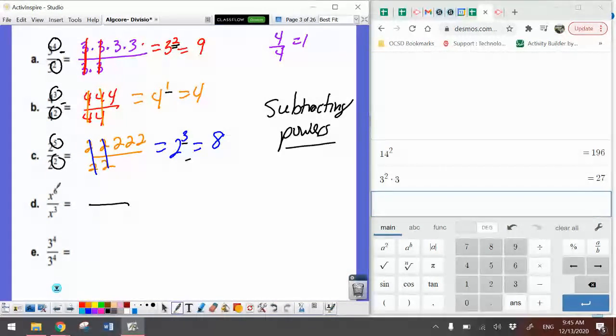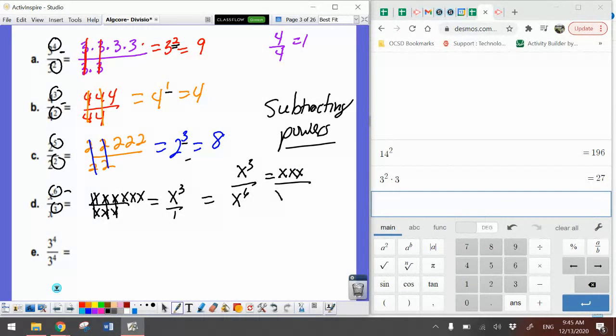So for example, this one, I have 6 on top and 3 on the bottom. 1, 2, 3, 4, 5, 6, 1, 2, 3. If I cancel those out, I'm left with x3 on top and really technically a 1 on the bottom. Okay, and I know that 6 minus 3 is 3. Well, if I was to flip that and have 3 on the top and 6 on the bottom, that would change my answer, because if I cross these out, where are the x's left at now? They're on the bottom. So I have to pay attention to where the bigger number is, okay?